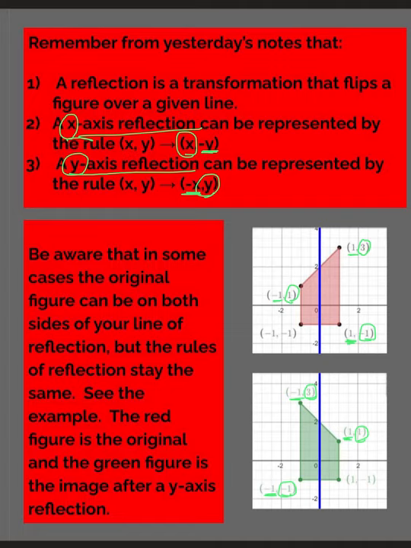Now, if the rule is a little tricky for you, I would then just take each individual point. So here's my first point, and I would count 1, 2 places away from the line of reflection. So it's going to be 1, 2 places away on the other side. So that would be my new point. So here, again, 1, 2 places. That would be that new point.